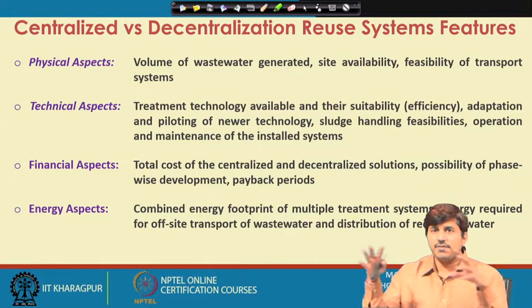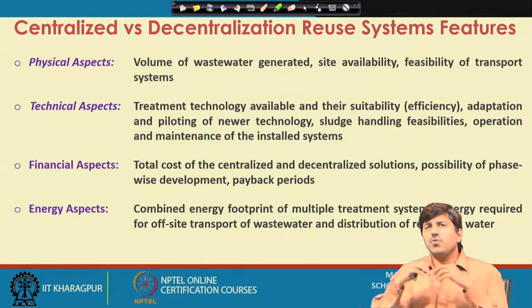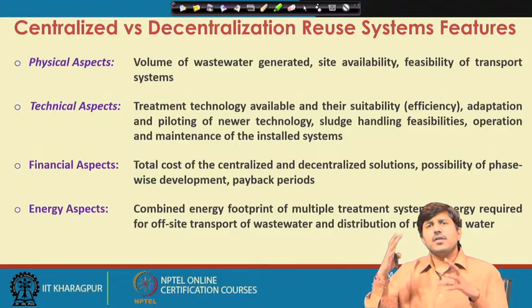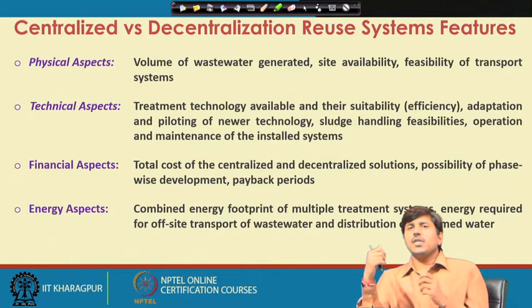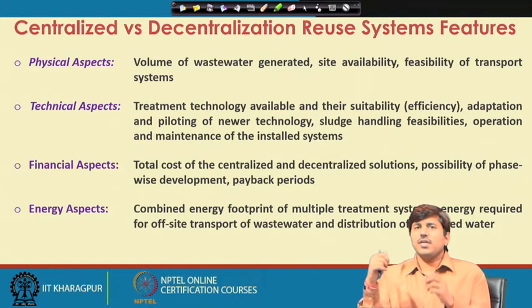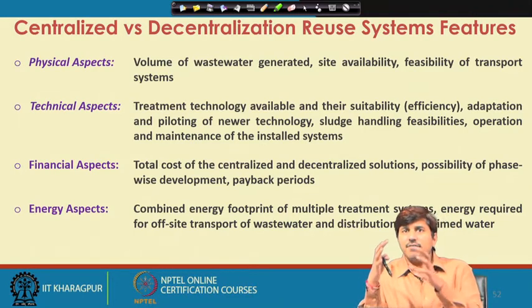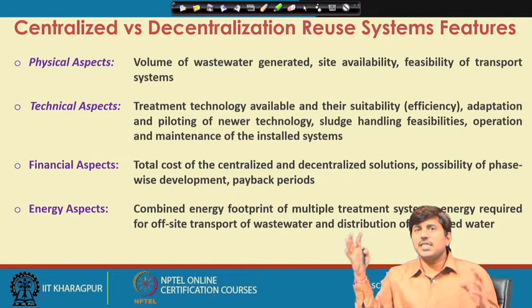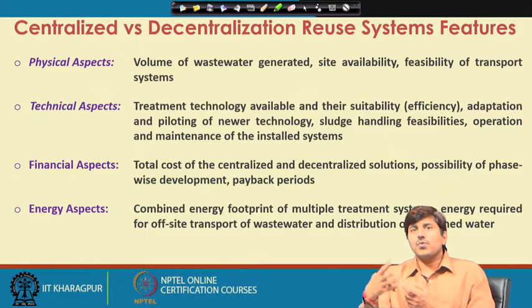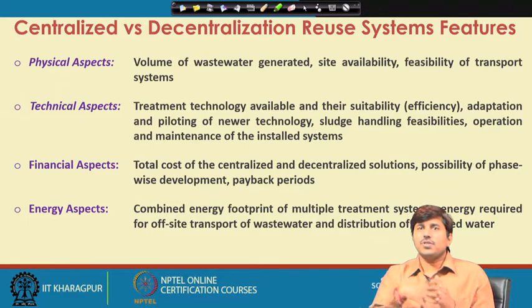Now, if it is a very large city and you want to go for a centralized system, and you end up generating 1000 million liters of water per day, how are you going to collect that 1000 million liters per day, where are you going to process it? Is there any site available of that large a size for processing this much wastewater? What are you going to do with that wastewater after that? So, that will come into the picture.